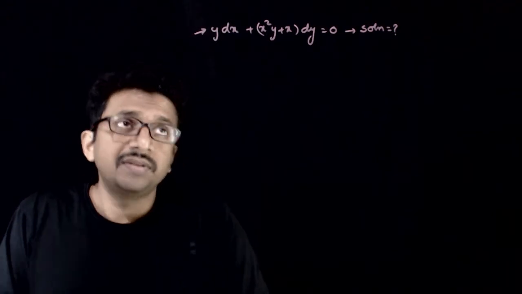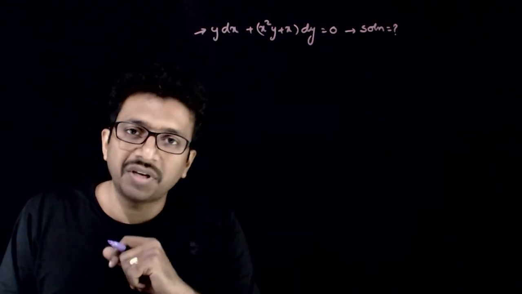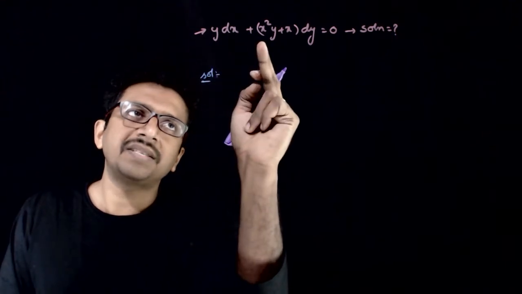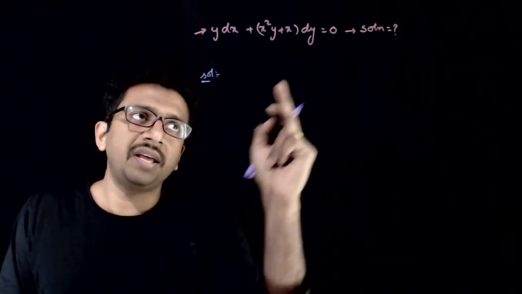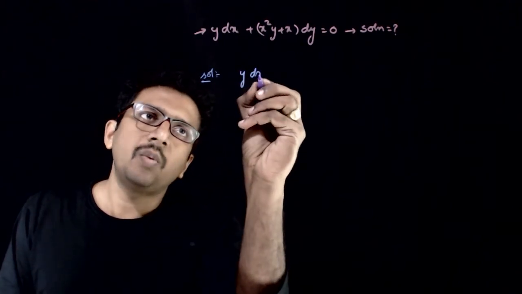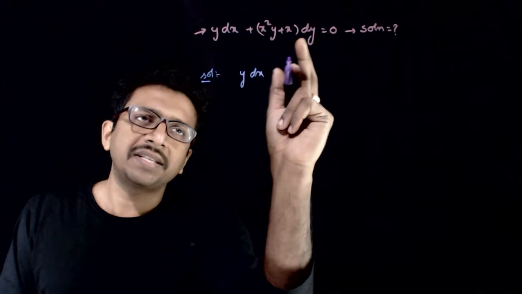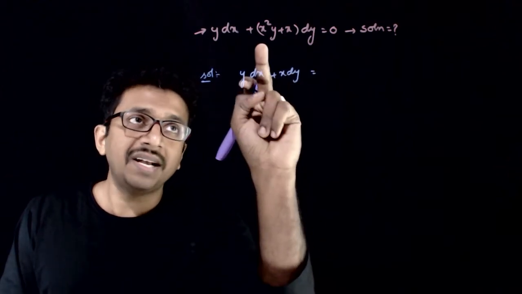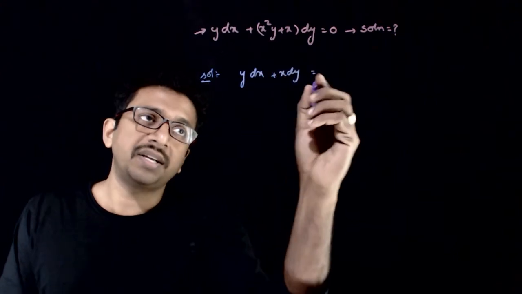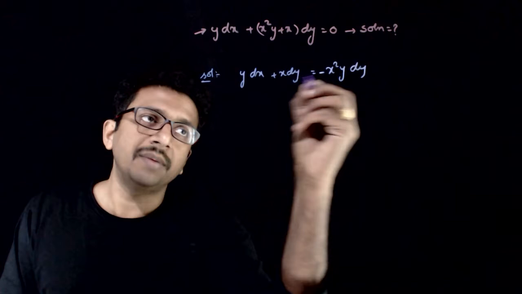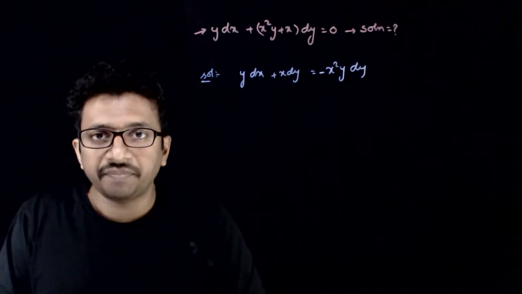So welcome students. In this question you are asked to solve this differential equation: y dx plus (x squared y plus x) dy is equal to 0. One of the things that you can do is you get y dx and you see an x dy term here. x dy is equal to, you can send x squared y dy onto that side. If you send x squared y dy onto that side, it becomes minus x squared y dy.